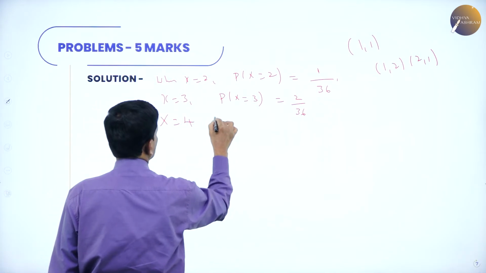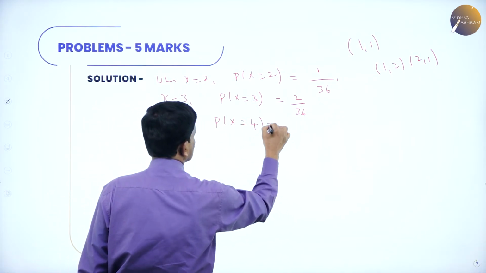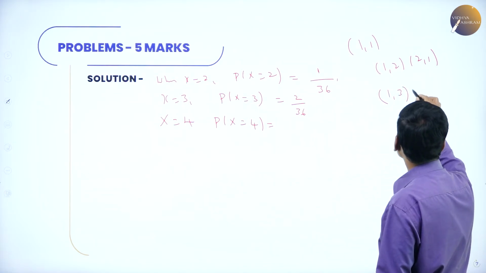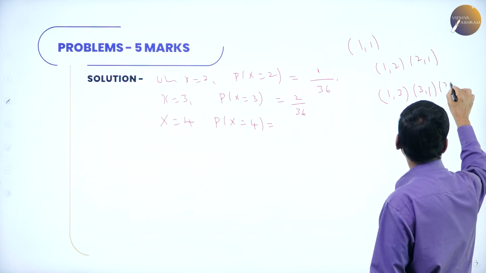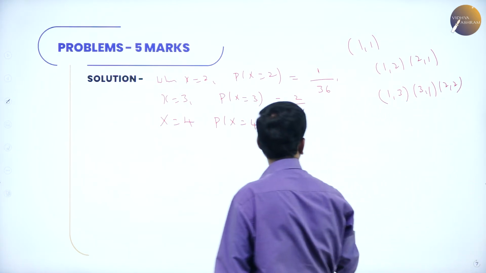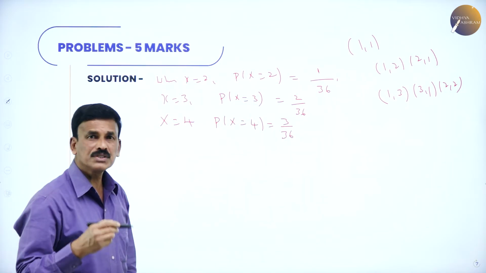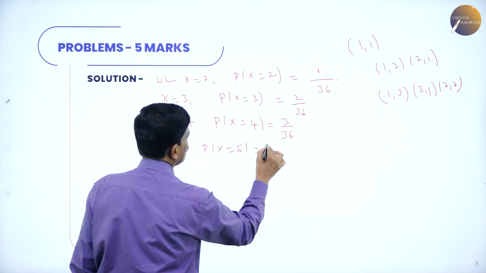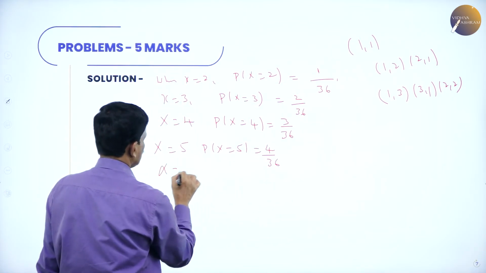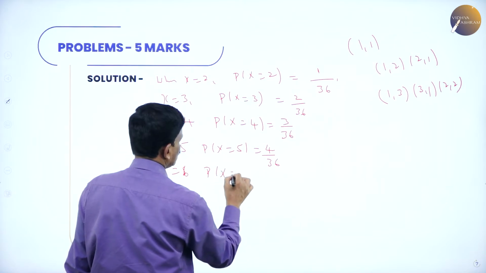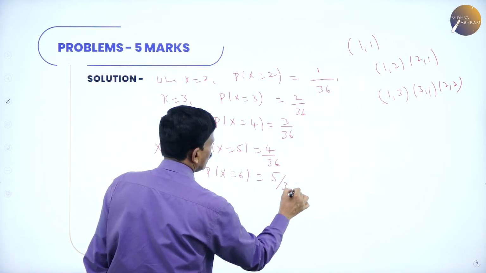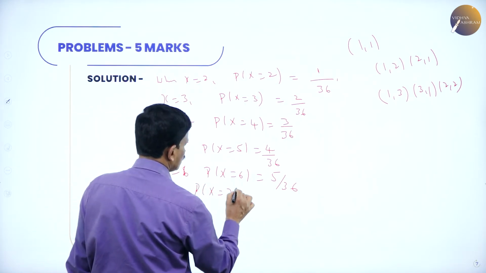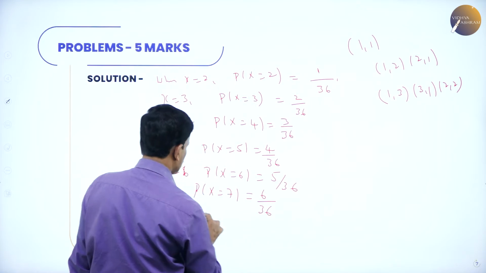Similarly, when X is equal to 4, what are the numbers we are going to get? (1, 3), again (3, 1) and (2, 2). So that is equal to 3 by 36. Similarly, for X is equal to 5, the probability is 4 by 36. When X is equal to 6, the probability is 5 divided by 36. When X is equal to 7, the probability is 6 divided by 36.